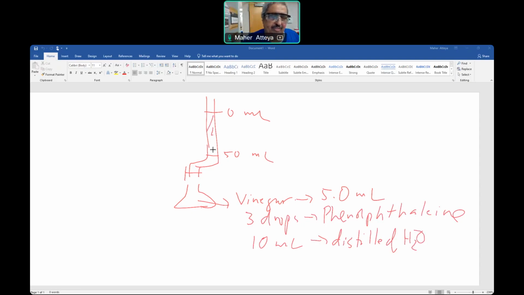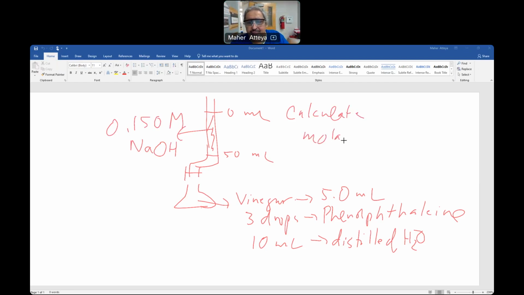And this one here is 0.150 molar sodium hydroxide. Now the question is, calculate the molarity of vinegar, of acetic acid, CH3COOH. This is acetic acid.